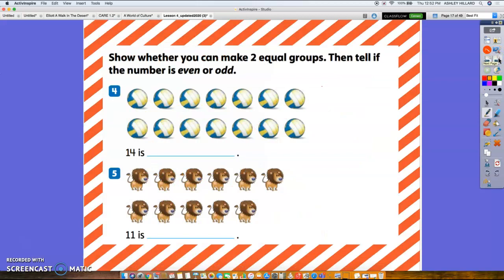All right, I'm going to do the same thing for numbers 4 and 5. You need to do the same. So press pause as you work on this problem. After you're finished, unpause.